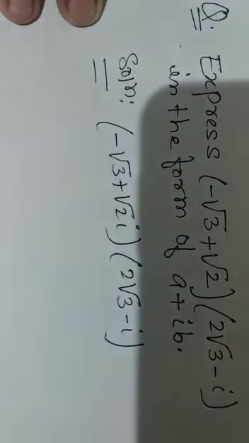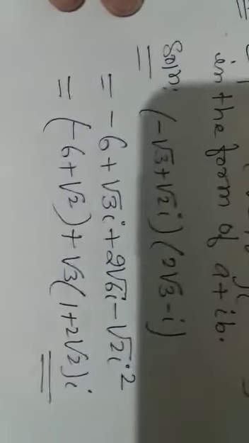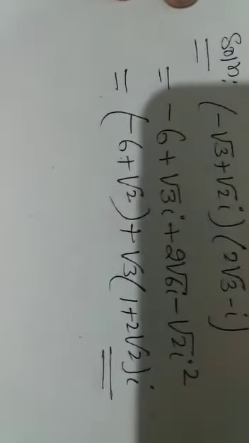So see here, let us multiply this. 2 root 3 times root 3 is 6. So this becomes how much? Minus 6 plus how much? Root 3i plus 2 root 6i, then minus root 2i square. Okay, so this becomes how much? Minus 6 plus root 2, okay, plus root 3 you just take common, and 1 plus 2 root 2i. Is that okay?